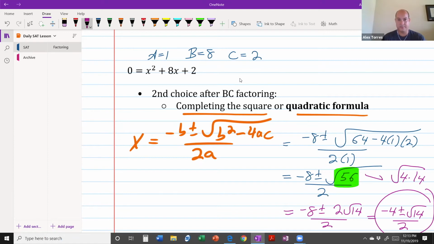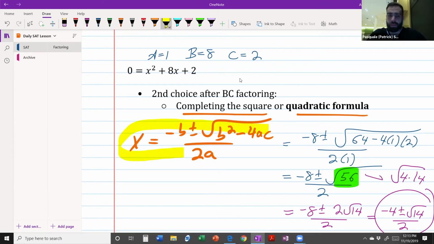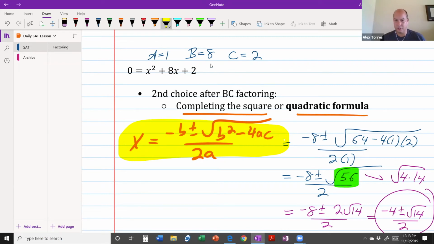Any questions, Patrick? You're going to need to memorize this formula if you don't already know it, if you choose to use it. That's the first thing I would say. And then the second thing, just to note, obviously the BC factoring form for this one, x squared plus 8x plus 2, there's no combination of numbers that would work. So just for students to see, that's indeed why we have to utilize this more complicated formula. Yep, definitely. So yeah, if BC factoring doesn't work, then these are your second choice.